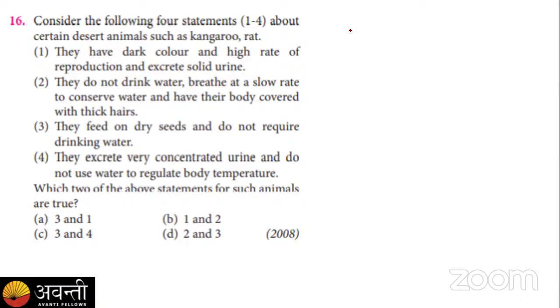Option B, they do not drink water, breathe at a slow rate to conserve water, and have their body covered with thick hair. The next, they feed on dry seeds and do not require drinking water. Option 4 says they excrete very concentrated urine and do not use water to regulate body temperature. Now you have to find out among these four which two statements are true.